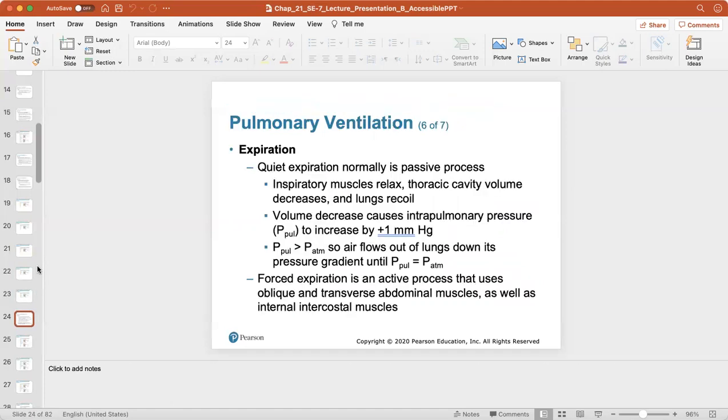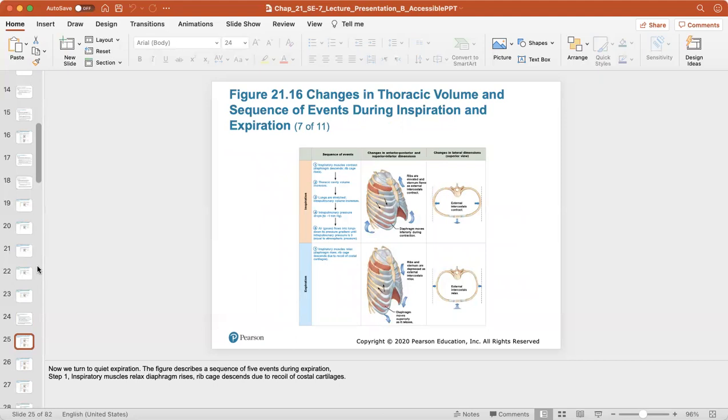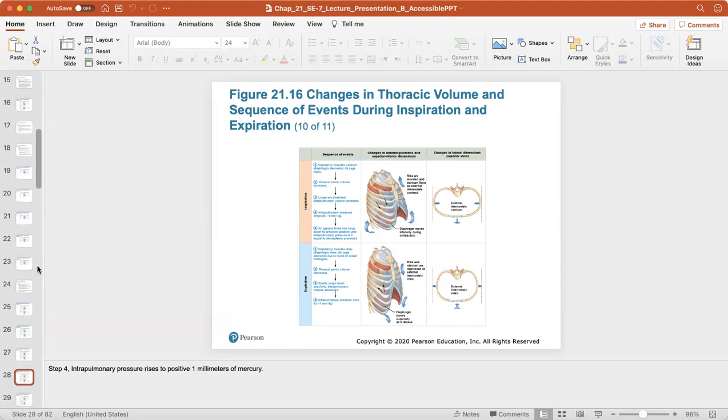And then during expiration, quiet expiration normally is just a passive process. Your inspiratory muscles will all relax, the thoracic cavity volume will decrease, and the lungs will recoil. The volume decreases, causing the intrapulmonary pressure to increase, and then air will flow out passively. Forced expiration, when you're kind of forcing your lungs to exhale, is an active process that uses oblique and transverse abdominal muscles as well as your internal intercostal muscles. And again, here are the sequence of events during expiration as well that you guys can review on your own.